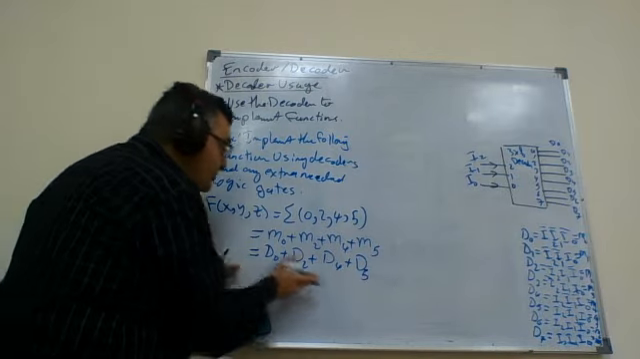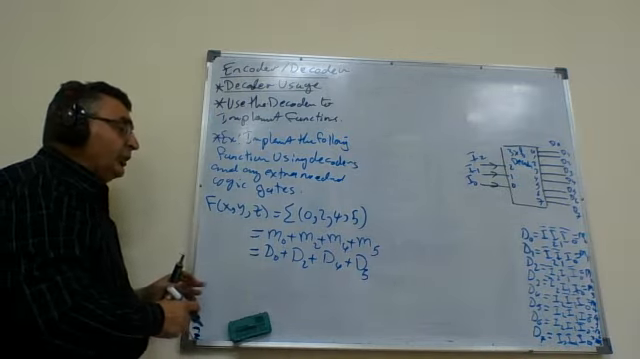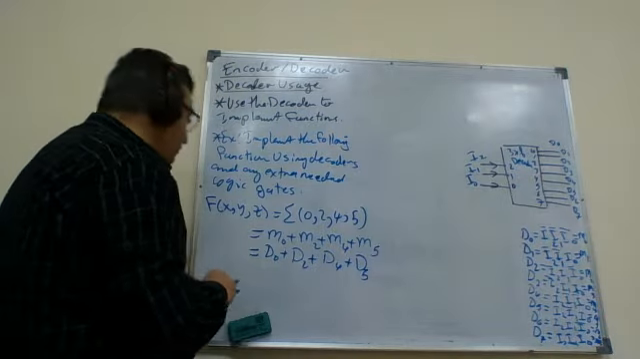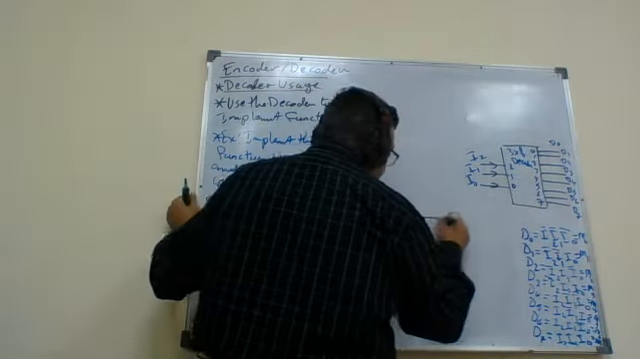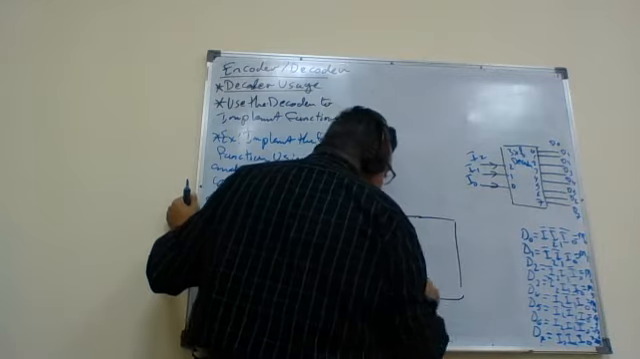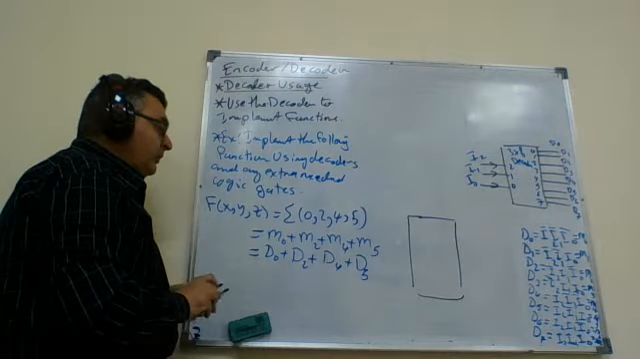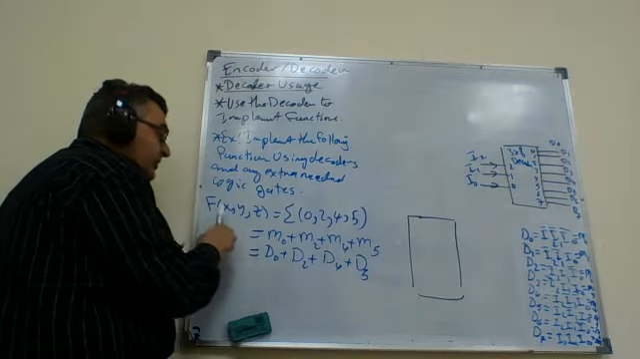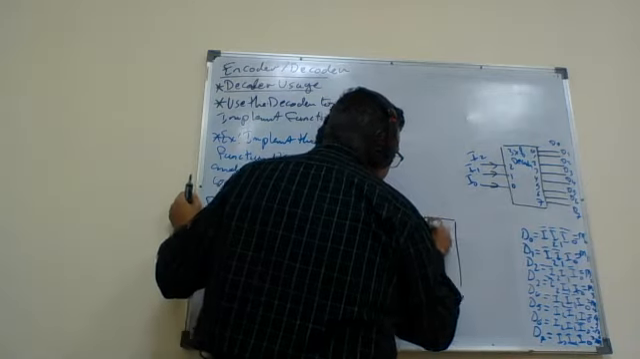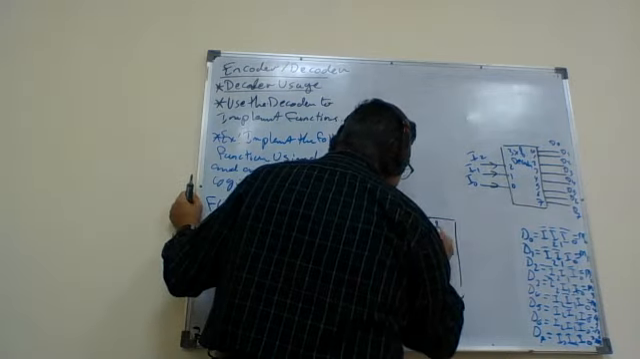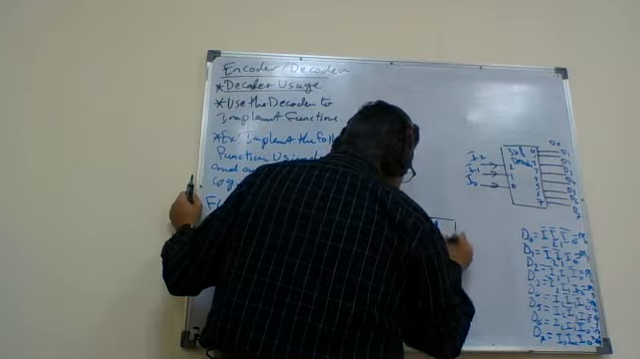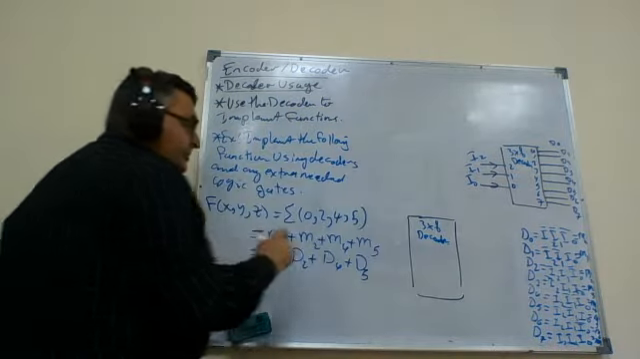So what is missing in the decoder in order to implement the function? First of all, I have to use an appropriate size decoder. What does it mean by appropriate size? If the function has 3 inputs, I have to use a 3 by 8 decoder. This is step number 1.